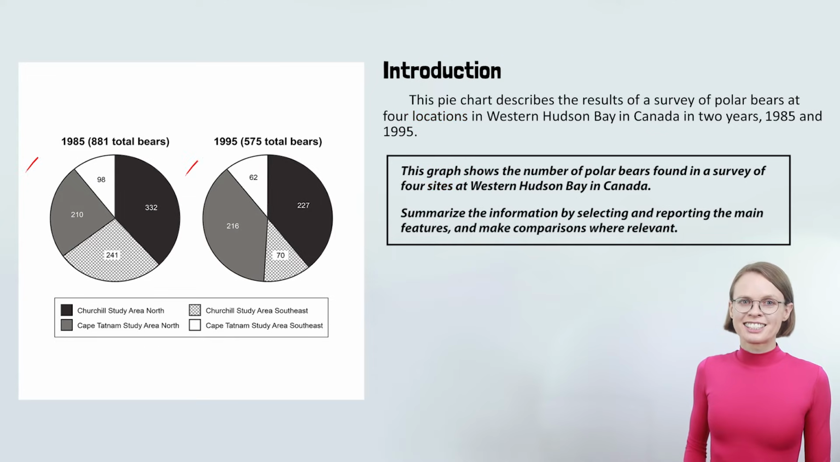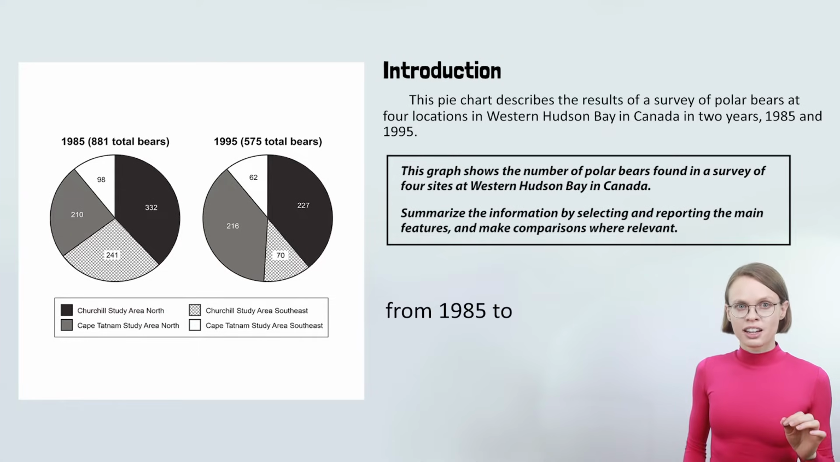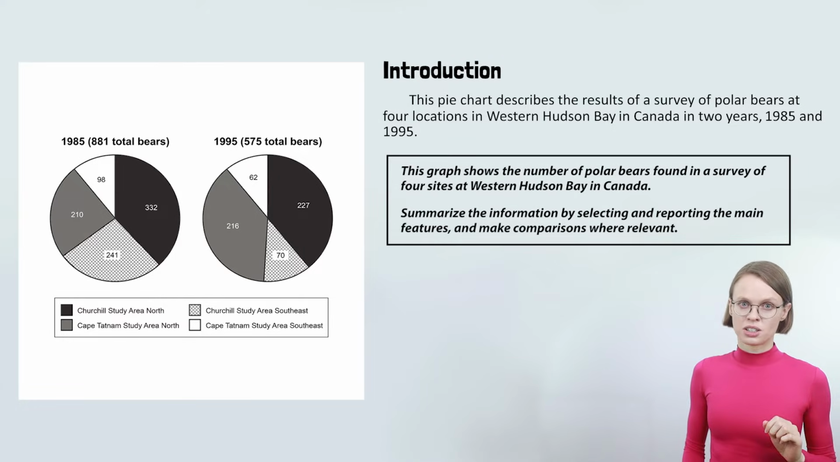I also added the dates from the charts to make the information more detailed and show that I'm not just copying. I could say from 1985 to 1995, but the reader might think that every year is shown. That's why I used the precise words in 2 years, 1985 and 1995. If the reader cannot see the graph, it's still clear that there is data for only those 2 years.